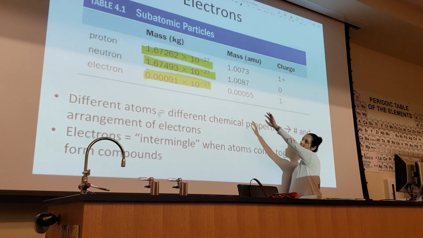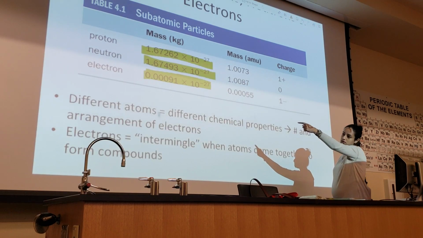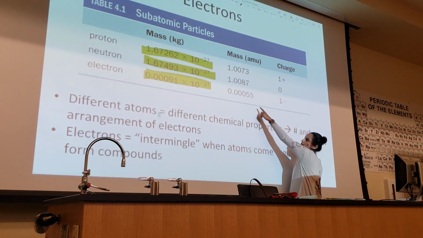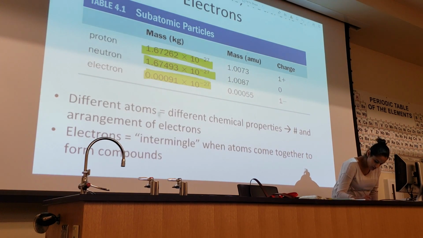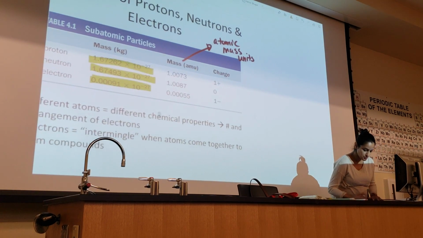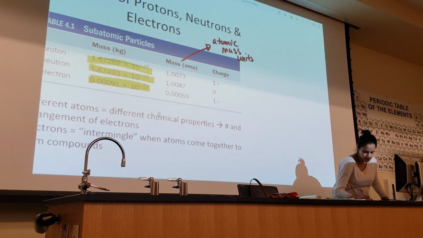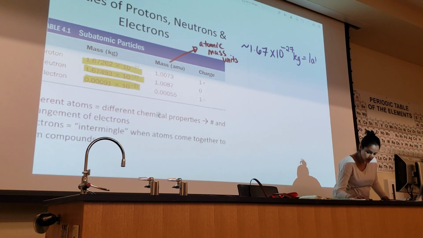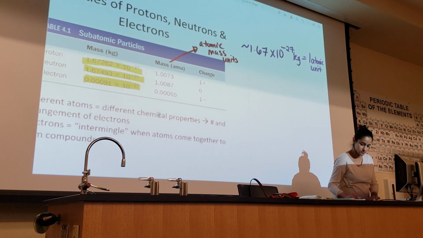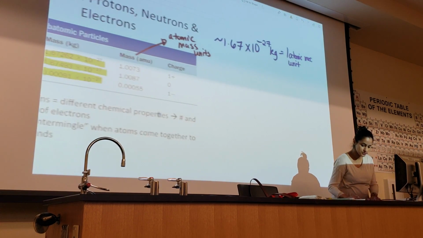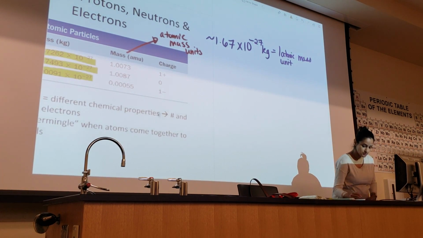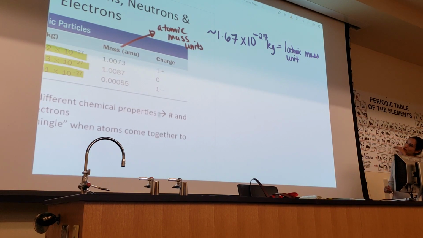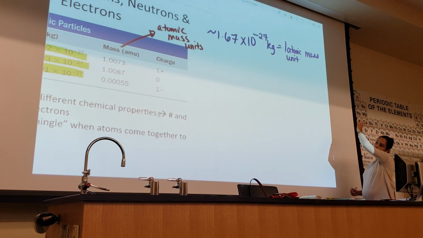So what they do is they use carbon to actually be the basis for this. This is called atomic mass units. The way this is defined is, I want to say it's something close to 1.67 to the -27 kilograms equals 1 atomic mass unit. So what they're trying to do is take this really small number and convert it into something that's comparable. So about 1.67 to the -27 equals 1 atomic mass unit.